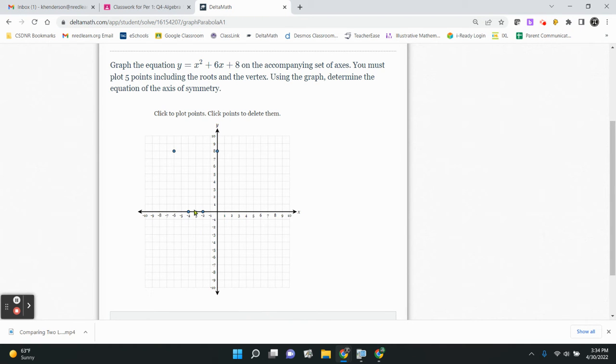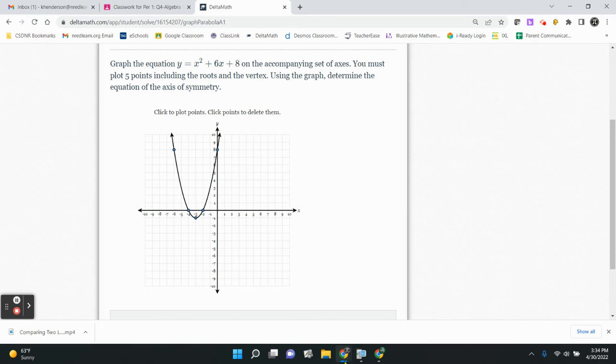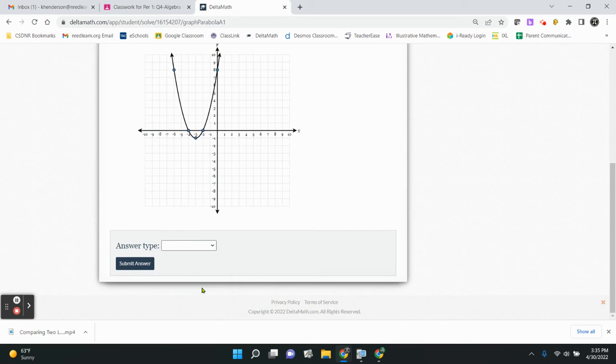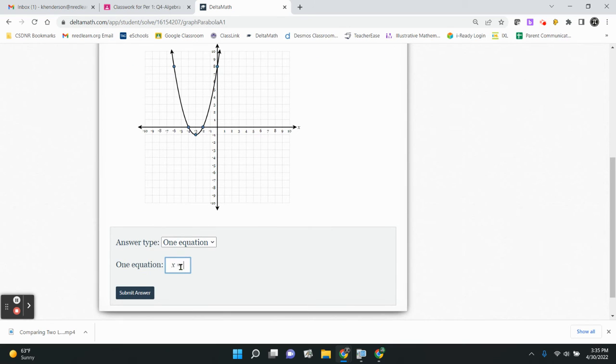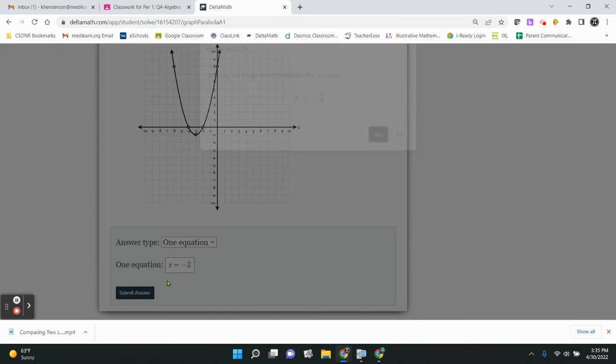I also know that because it is halfway between these two zeros. The vertex is always going to be halfway between your two roots. So negative 3, negative 1. There we go. And perfect. Went through my y-intercept. All right. Using the graph, determine the equation of the axis of symmetry. Okay, same one as last time. So there's the vertex. The vertical line would be one equation going through the x equals negative 3 value.